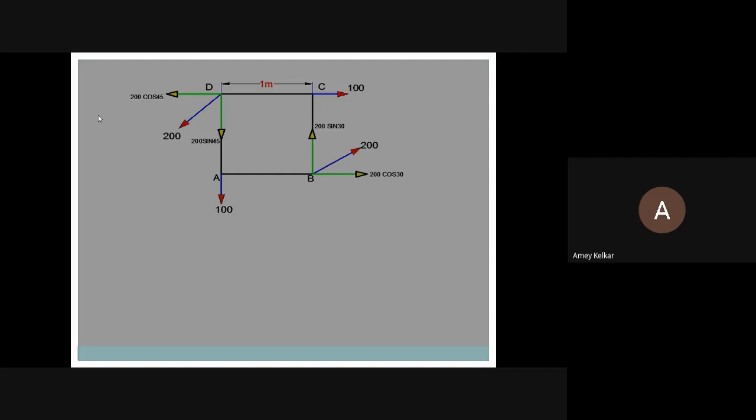Again, I am repeating: summation Fx will be plus 200 cos 30 plus 100 minus 200 cos 45, and summation Fy will be minus 100 plus 200 sin 30 minus 200 sin 45. The resolved parts are given on the sheet.